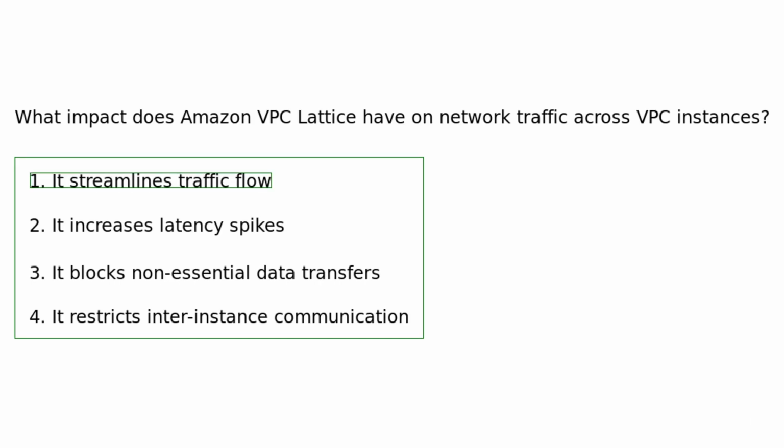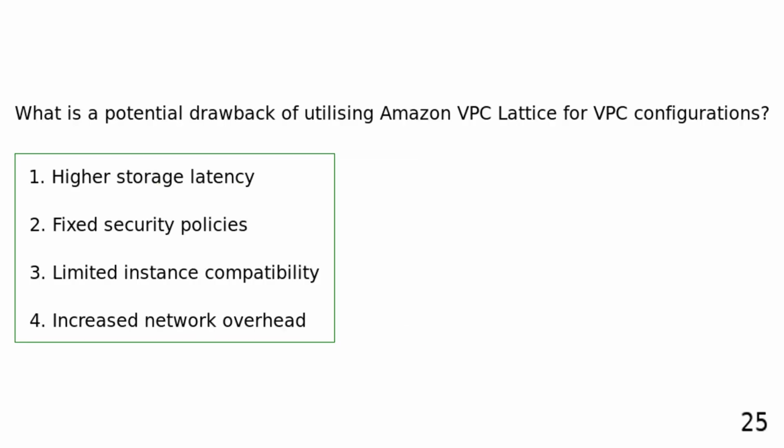Amazon VPC Lattice streamlines network traffic across VPC instances by providing direct communication paths within the mesh network for efficient data transfer. What is a potential drawback of utilizing Amazon VPC Lattice for VPC configurations?